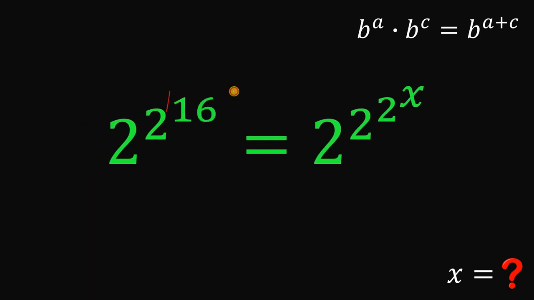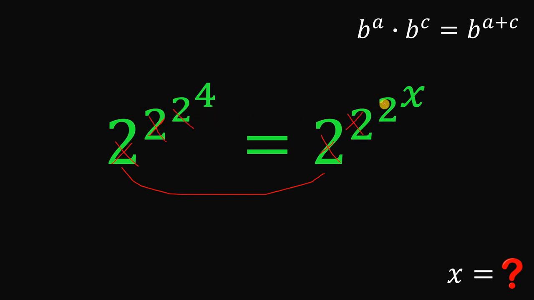And now, this 16 can be written as 2 raised to the 4th power. So we can replace this 16 as 2 raised to the 4th power. Now, by comparing the left-hand side and the right-hand side, we have base of 2. The next exponent is 2. The next exponent is 2. And the last exponent is 4. And on the other side is x.